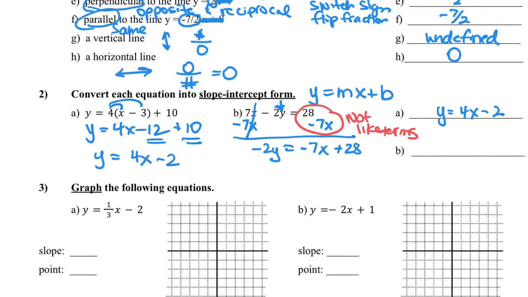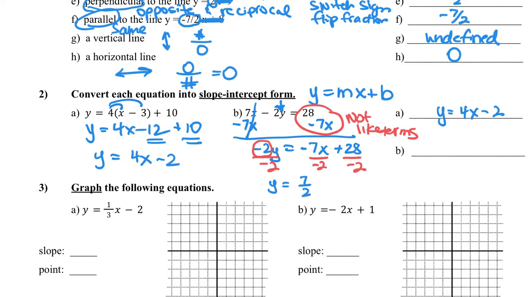The next thing we're supposed to do is look at anything that is attached to the y, and there's this negative 2 here, and to get rid of that, I need to divide by that value, and if I divide, I have to divide everything by that value. So I'm left with y is equal to, now a negative divided by a negative is a positive, so that's 7/2.